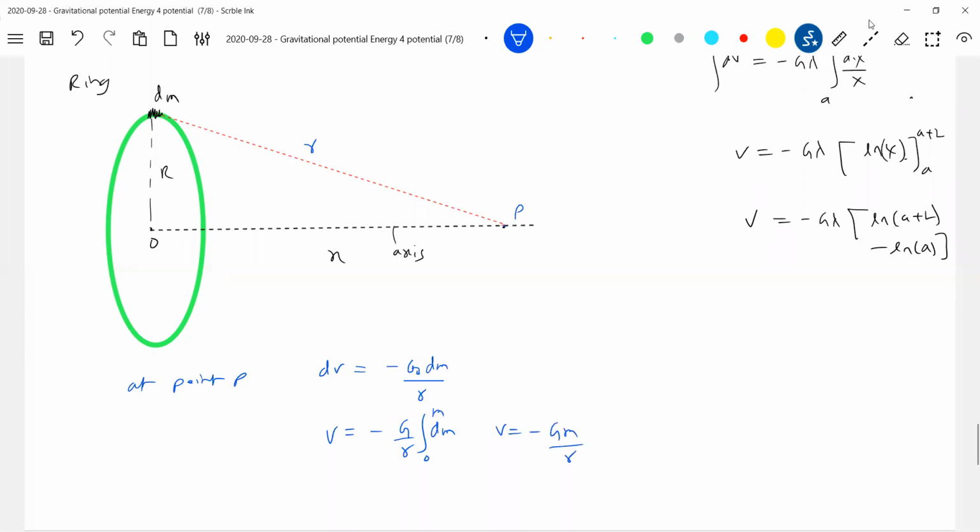So what is this? What's wrong if you get the answer in a simple way? And what is r equal to? Root of R square plus x square. This is on the axis, or potential at point P. You write like this. Potential at the center, I want minus GM by R. Put x equal to 0, problem solved. So what is the potential at the center of the ring? Minus GM by R.